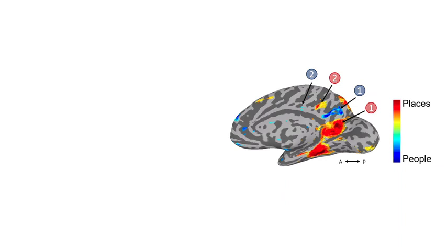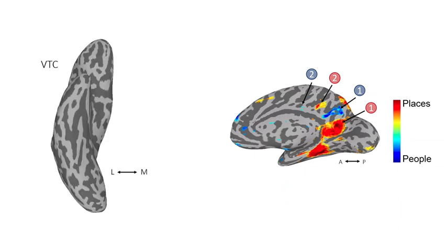Well, the spatial adjacency of people and place representations in medial parietal cortex is strikingly reminiscent of the categorical preference shift that we see in ventral visual cortex. So on the left-hand side of the screen, you can see a ventral view of the right hemisphere.